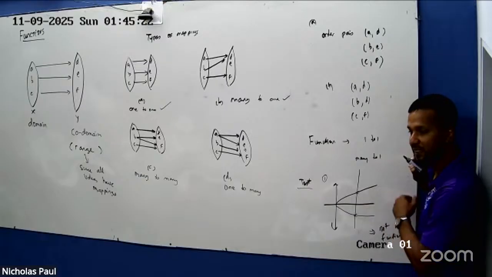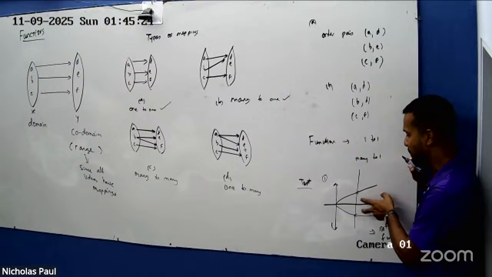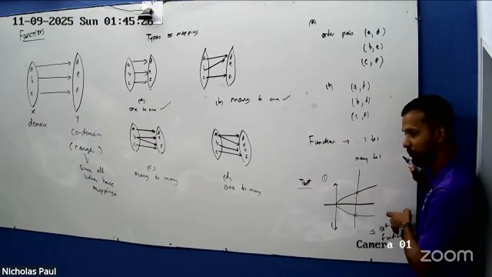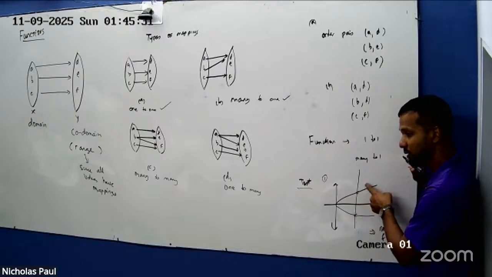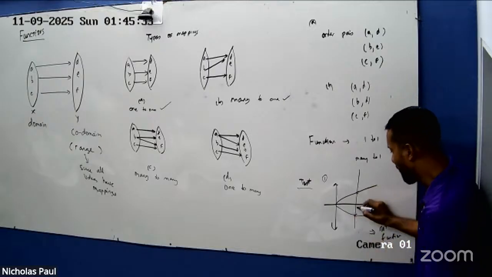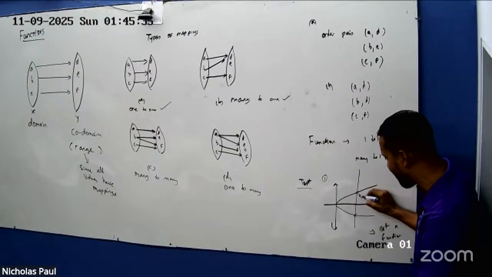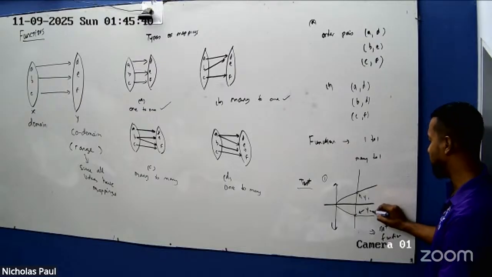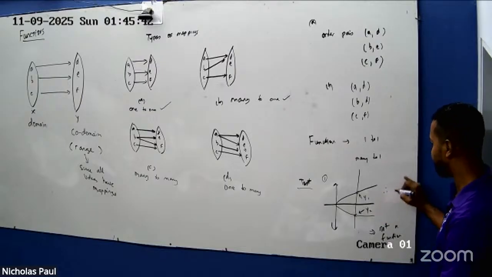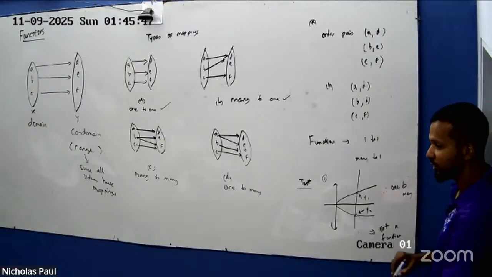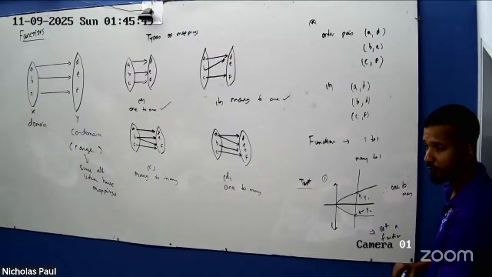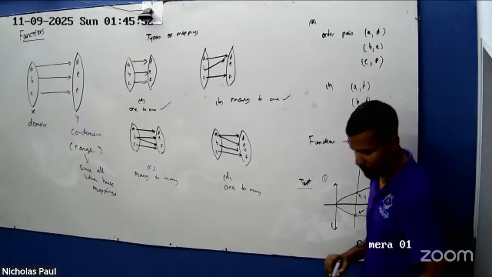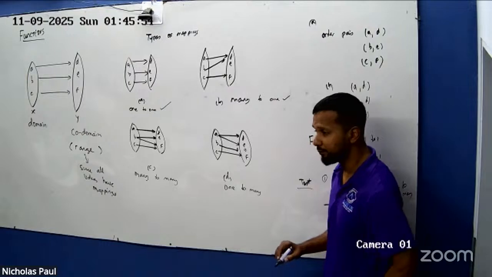What type of mapping is this function? 1 x value to many, right? 1 x value is here, and you're getting 2 y values, one here and one here. Therefore, it's a 1 to many, which is not a function. Everybody okay with that?